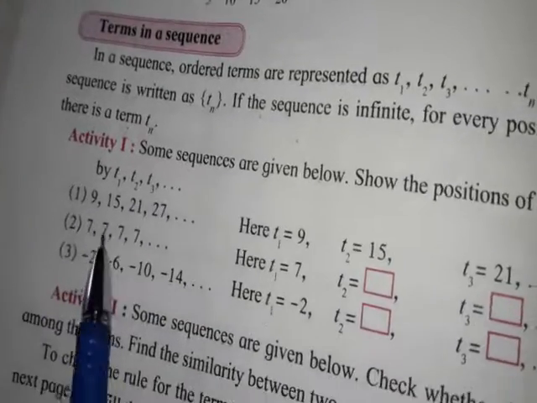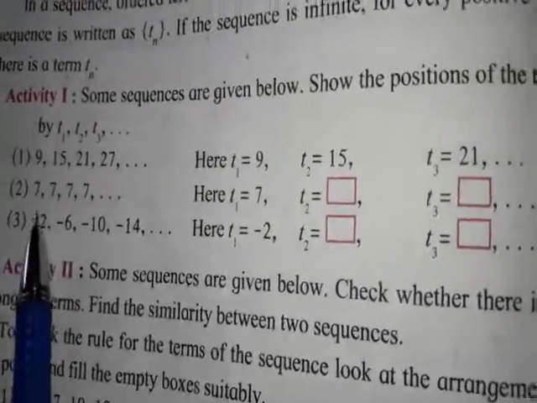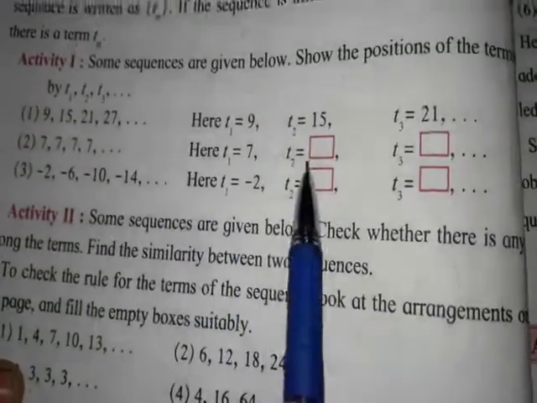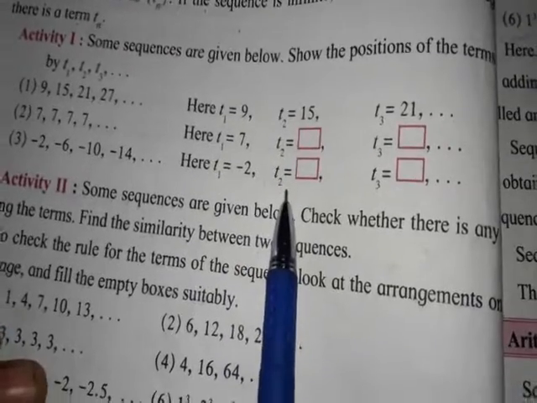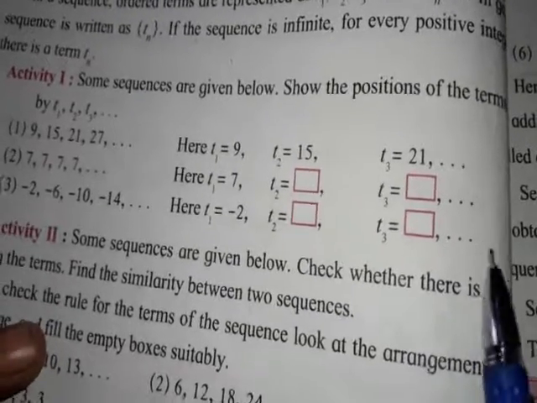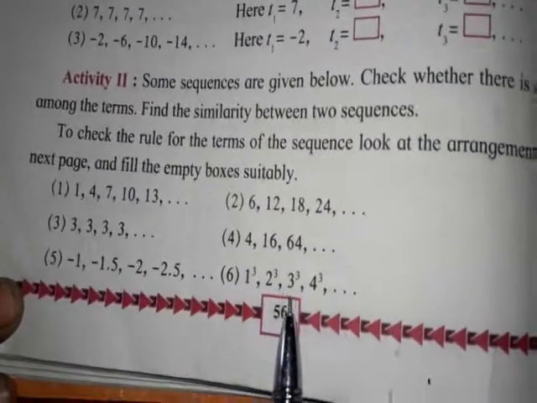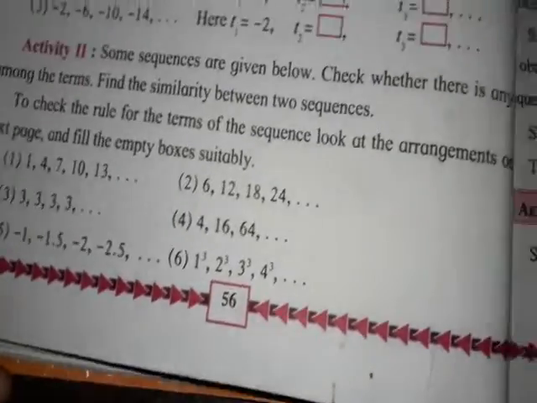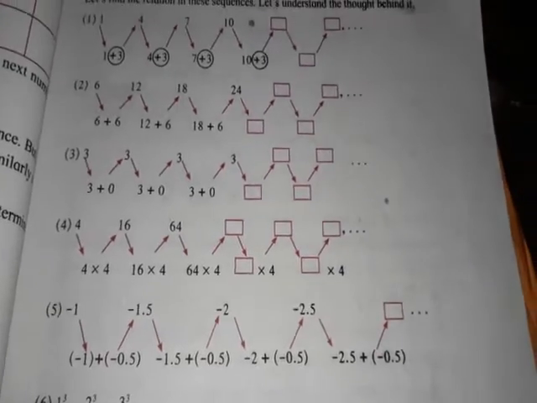Now here some activities are given. See. Now these examples are given. The first one is solved. Now second one, see. Here T1 is 7, T2 is 7, T3 is 7. In third example, here T1 is minus 2, T2 is minus 6 and T3 is minus 10 and so on. Second activity is also given. See. So these terms follow some particular sequence. Now here some arrangement of the numbers are given. So we have to study this pattern of the arrangements.